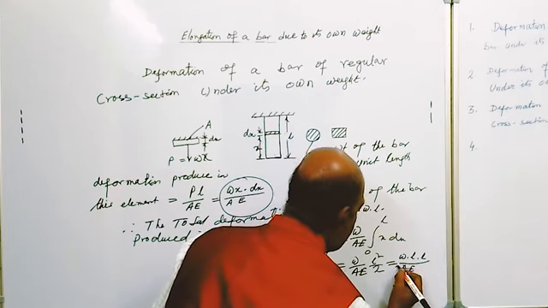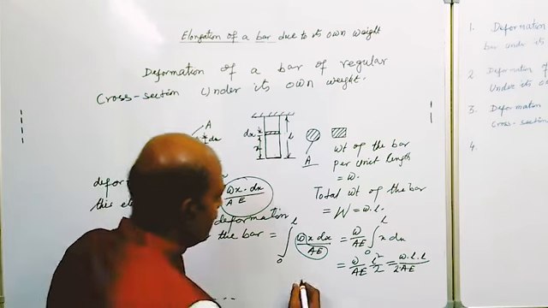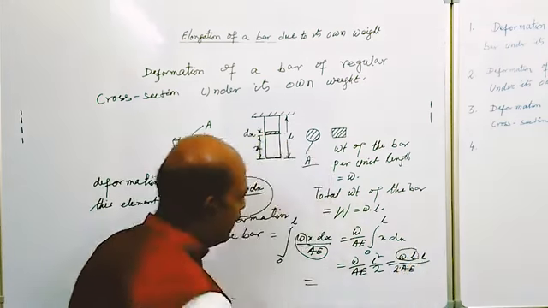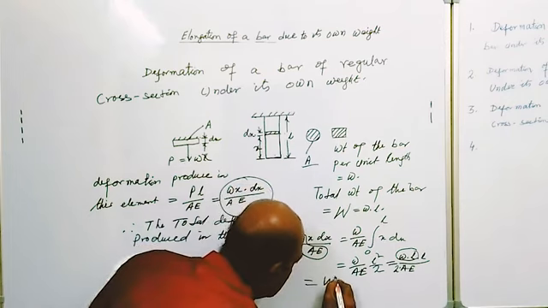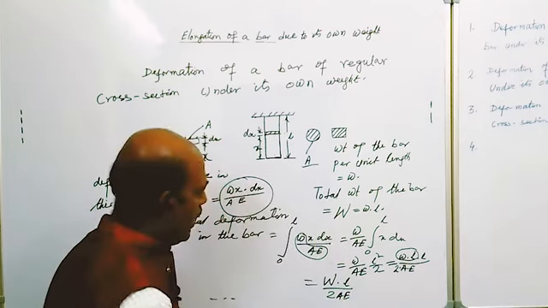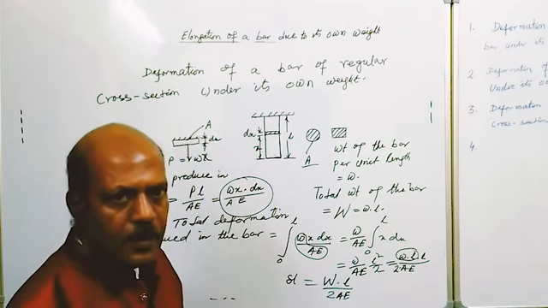So L square is equal to L into L, divided by A into E, and the 2 we are taking at first. So 2AE is equal to, what is the value? What is this value? W into L is the capital W. So capital W into L by 2 into A into E. So this is the deformation produced in this bar.